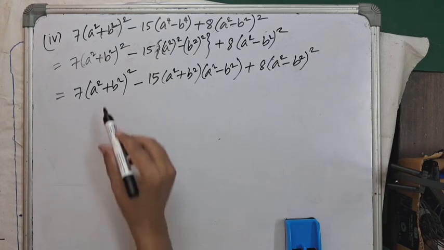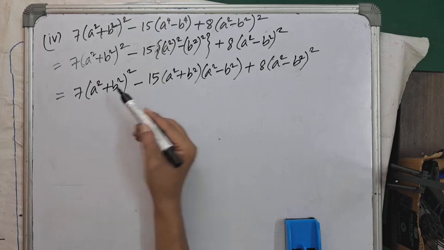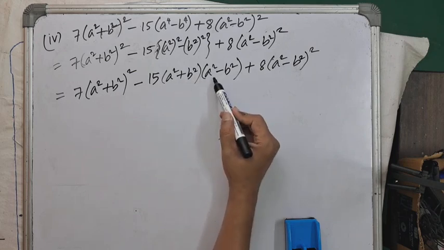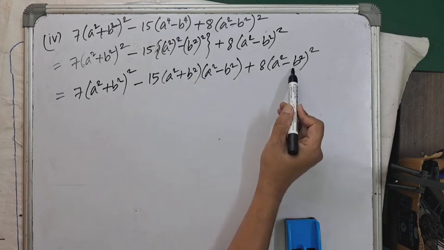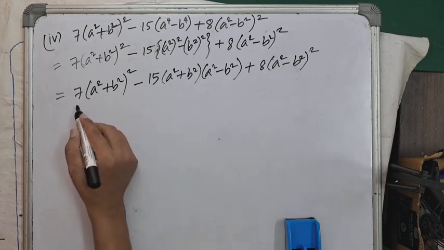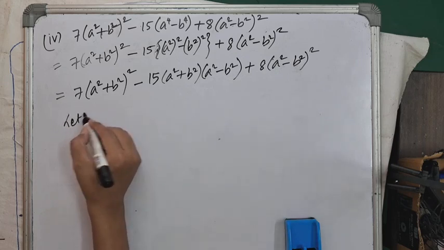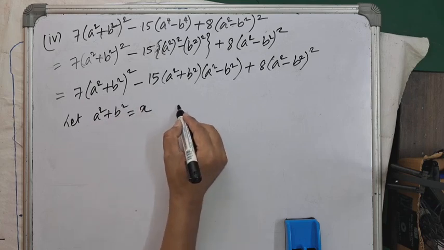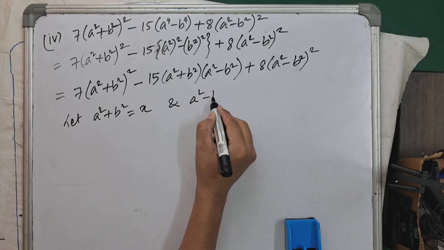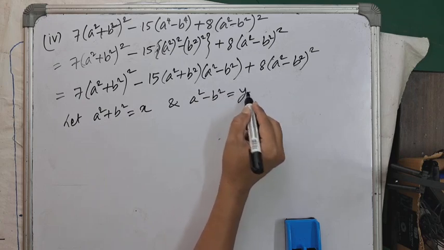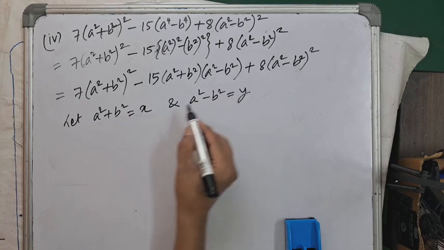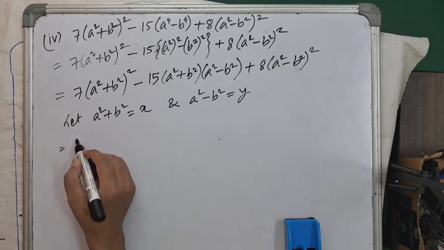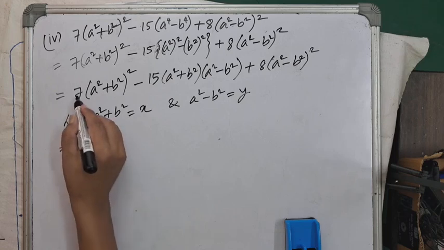Now we have the two terms a square plus b square and a square minus b square. A square plus b square, a square plus b square, again a square minus b square, a square minus b square, isn't it? Now what we do is, we suppose let a square plus b square as x and a square minus b square as y. So we put the values of a square plus b square and a square minus b square.